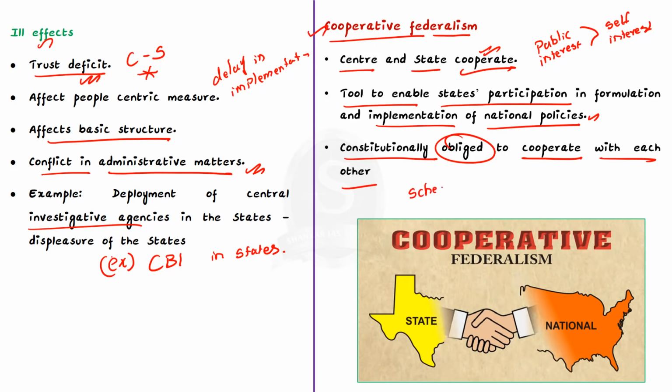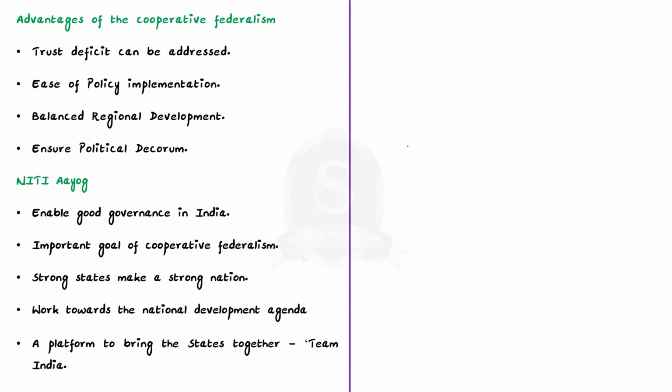Cooperation between the center and the states is one of the core objectives of the Indian Constitution. Anything other than cooperative federalism is anathema to the Indian Constitution. Okay. Now let us see the advantages of cooperative federalism. Firstly, trust deficit can be addressed. If the central government cooperates with the state government by giving them the proper respect, the current situation that we are in can be avoided.